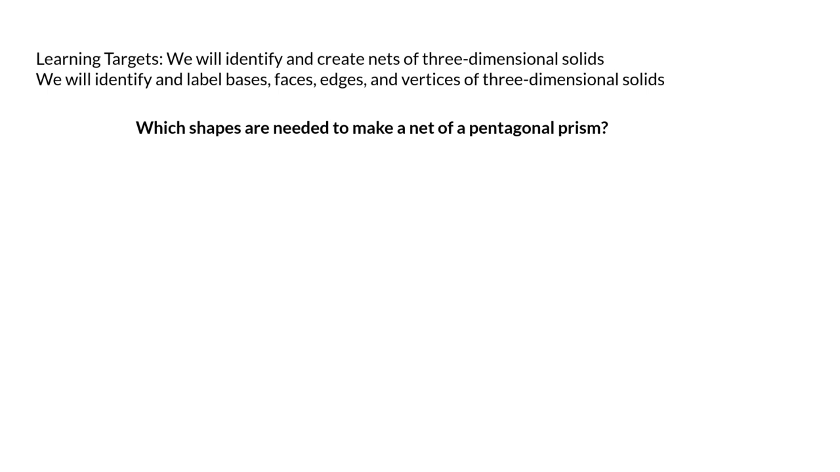Which shapes are needed to make a net of a pentagonal prism? This kind of puts together everything that we've been working on, both identifying plane figures or two-dimensional figures, having knowledge about how many sides they have, as well as how they're named, and whether we are going to be thinking about a prism or a pyramid, because that decides the other shapes of the figures. Now, we are just going to look for those shapes. We're not actually going to go ahead and draw the net.